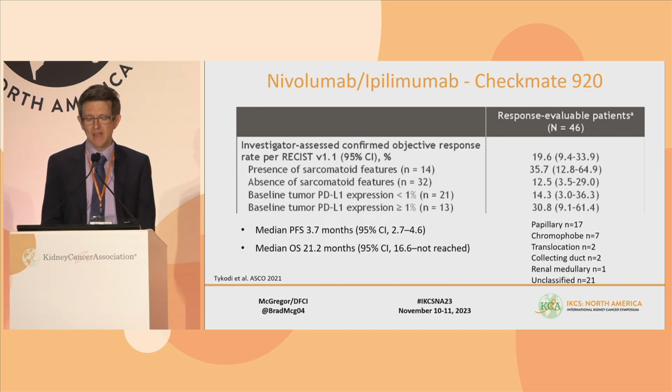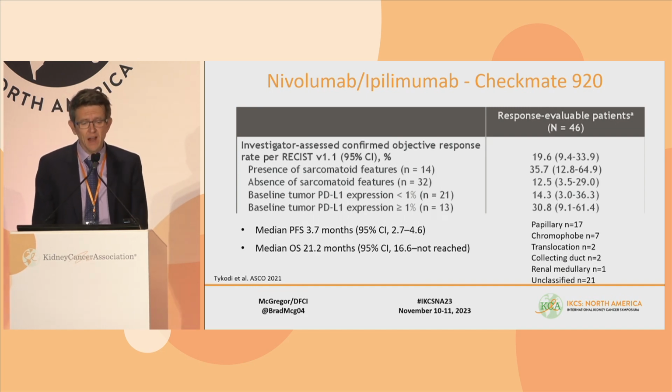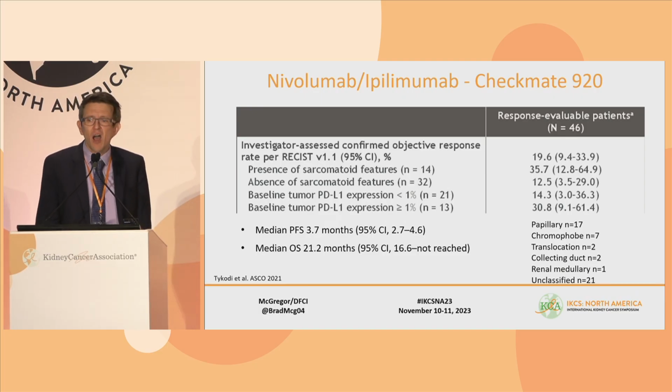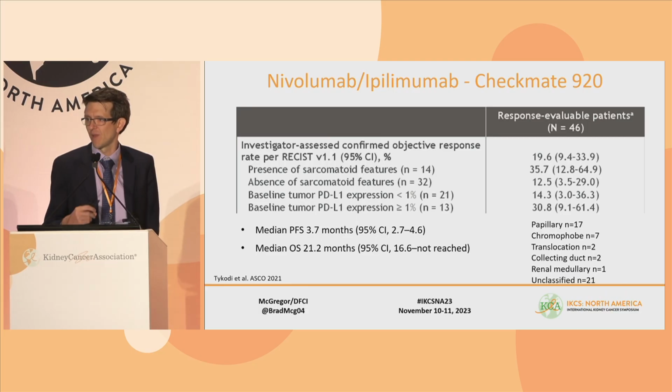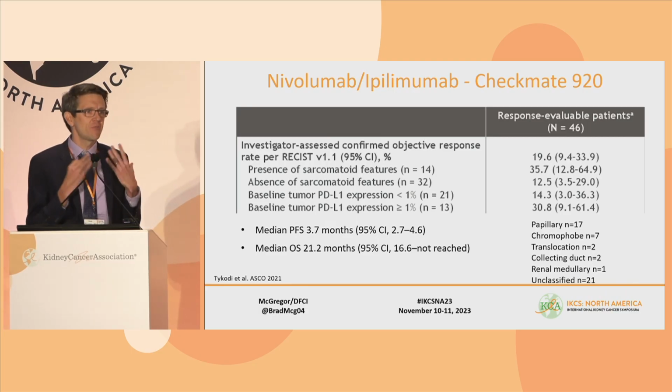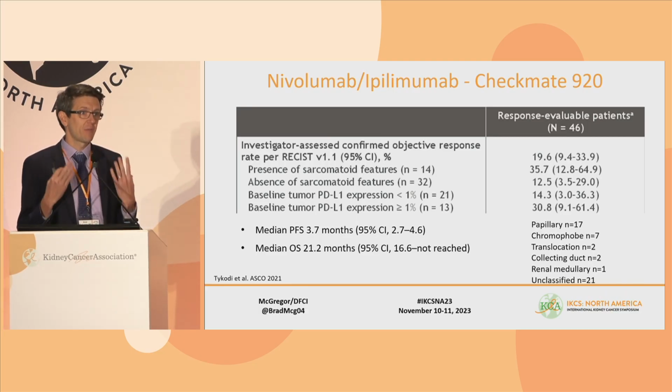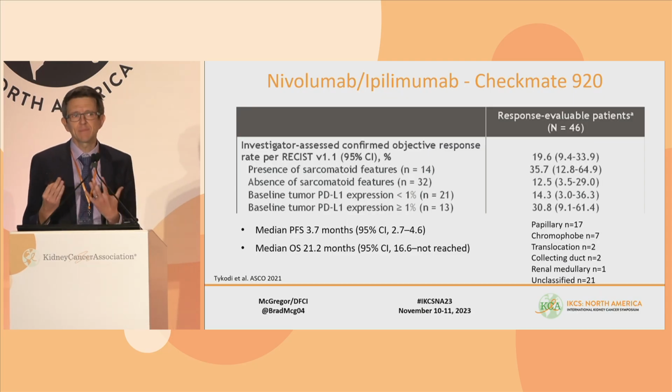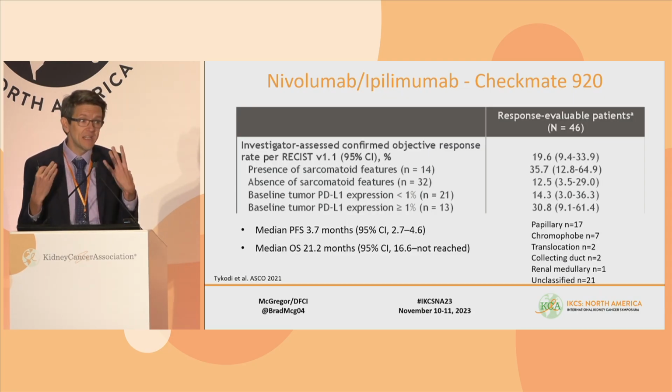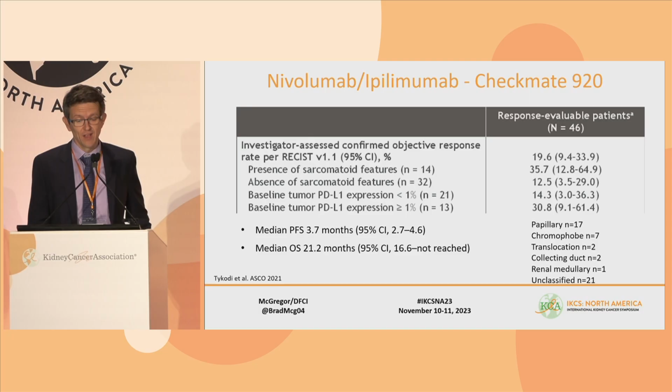This is from CheckMate 920. And we see a response rate around 20%. So, not that different from the 18% we saw with CANI. So if we didn't see an improvement in response rate in 313 in this large trial, can we really expect to see that in variant histology? Obviously, we didn't know that when we designed the trial.